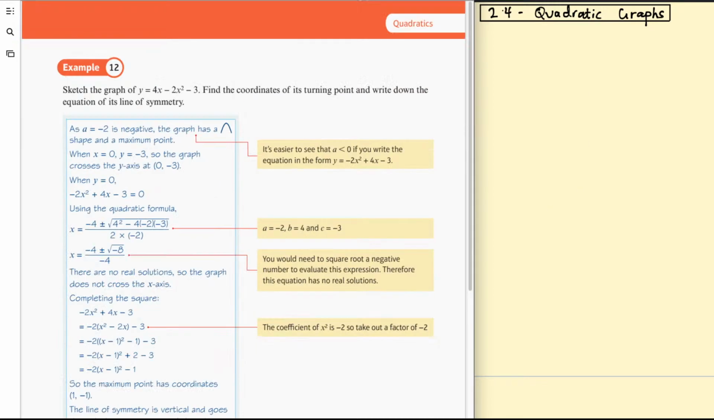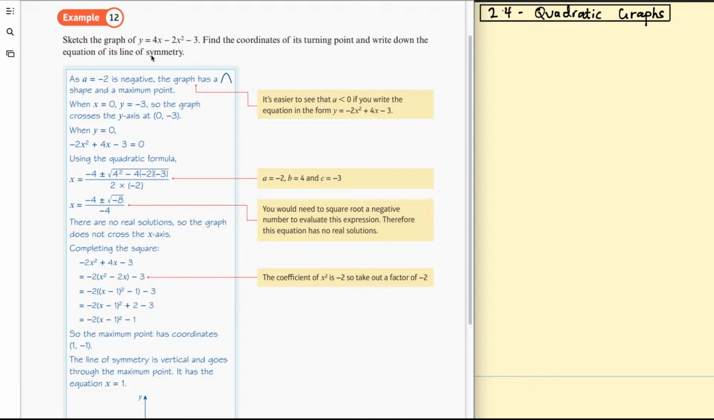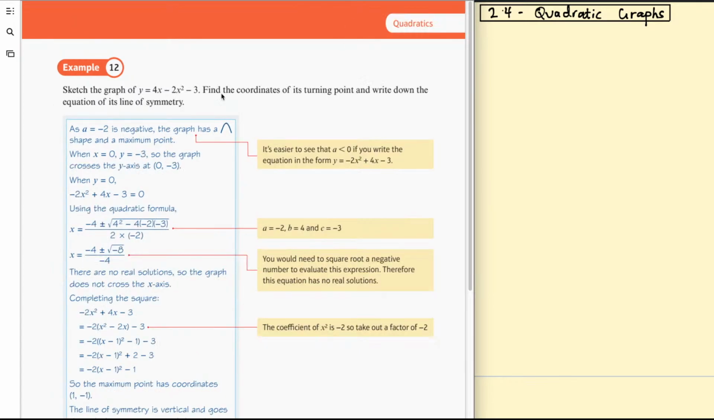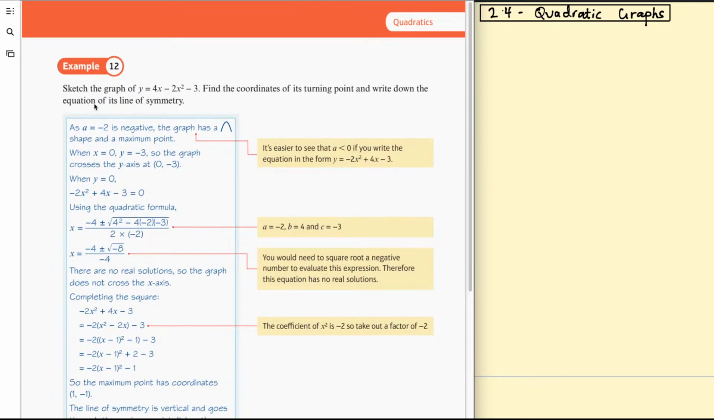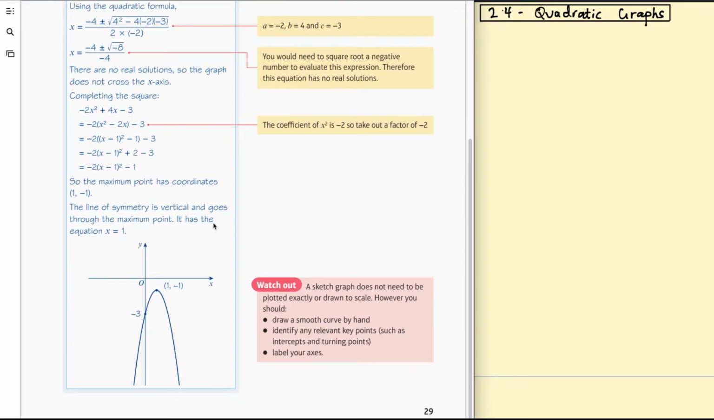So let's get stuck into a few. So another example here. So the previous example said find the coordinates of the turning point. This one says find the coordinates of the turning point, write down the equation of its line of symmetry. So the line of symmetry is basically the x value of the turning point, right? That's where the graph is symmetrical, around that line going through the vertex, the minimum or maximum.